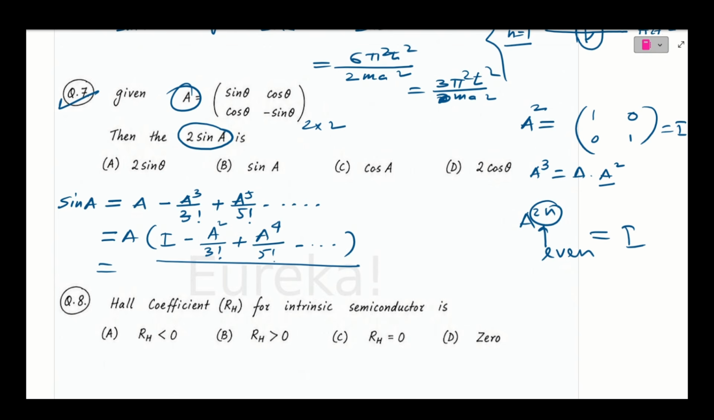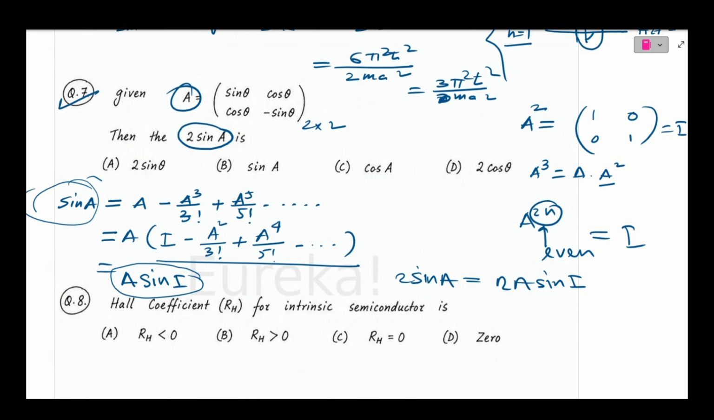Obviously this is the sine series. So ultimately we get a sin I. Okay, so ultimately we have that sin a is nothing but what? Sin a is a sin I. So 2 sin a will be 2a sin I. This will be the answer. Okay, option is not matching. Okay, not, this will be the correct one.